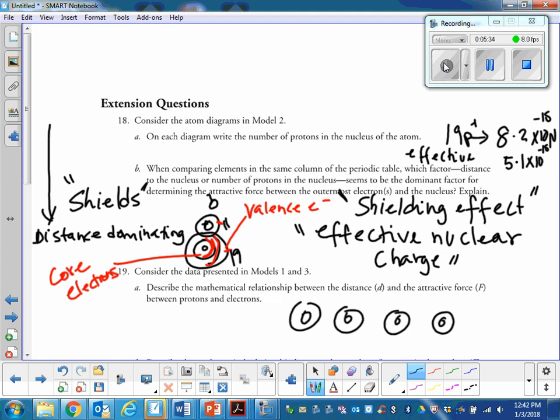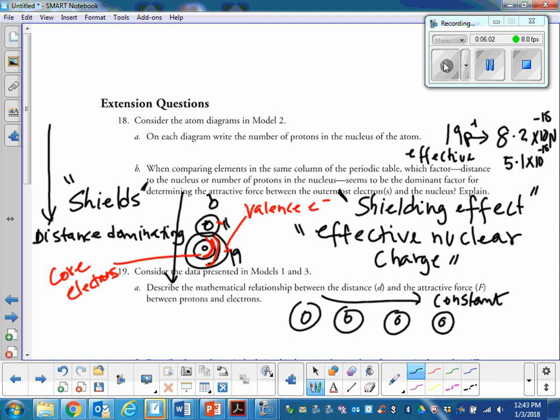They don't. What is the only dominating factor? The number of protons. So the shielding effect is going to remain constant as you go across a period. Yes or no? It doesn't change. The shielding effect increases as you go down a group. Yes or no? Because the number of shells increases, whereas the shielding effect is constant as you go across a period.